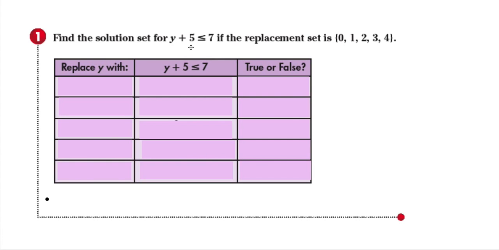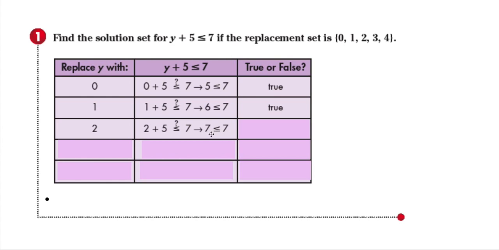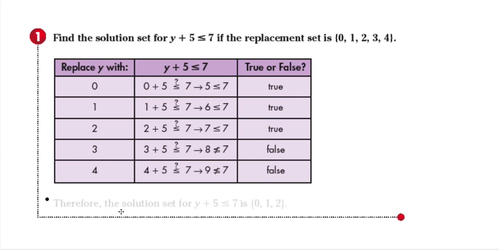Find the solution set for y plus 5 less than or equal to 7 if the replacement set is 0, 1, 2, 3, and 4. We replace y with 0. 5 is less than or equal to 7, so that is a true sentence. If we replace it with 1, 1 plus 5, is it less than or equal to 7? Yes, it is still true. If we replace it with 2, 7 is still less than or equal to 7, so that's still true. With 3, this now becomes false because 8 is not less than or equal to 7, and 4 will make it false as well. So the solution set for this would be 0, 1, and 2.